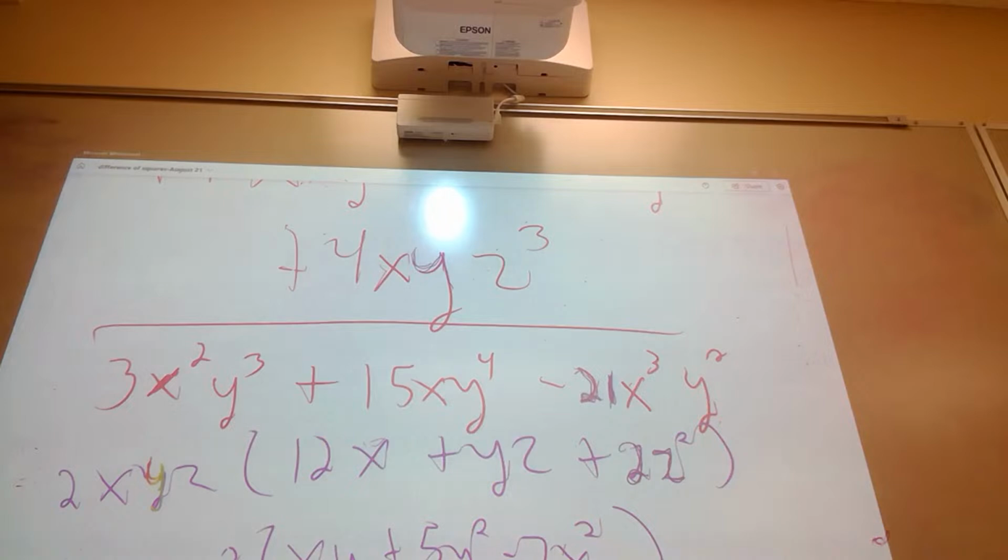Okay, the lowest power of 3, 15, and 21 is 3. The lowest power of x squared, x, and x cubed is x. Lowest power of y was y squared. And this is what we have left: xy plus 5y squared minus 7x squared. Okay, so you just go through and divide 3 by 3, 15 by 3, 21 by 3. And then for all the others, you subtract those exponents. So y cubed divided by y squared gives us y.